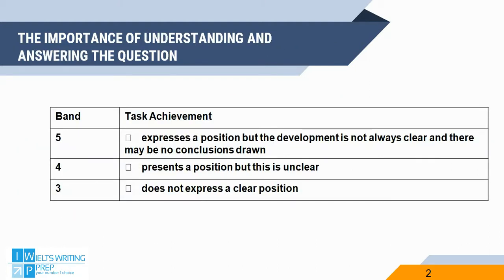Now let's take a look at the band descriptors. For a 3 and a 4, it says that the answer isn't clear. So does not express a clear position, 3, and for 4, presents a position but this is unclear. So the answer is really unclear here. For a 5, expresses a position but the development is not always clear. So here we have an answer but the explanation to this answer isn't that good. Also we have there may be no conclusions drawn. So if there's no conclusion, you can't get more than a 5 for that.